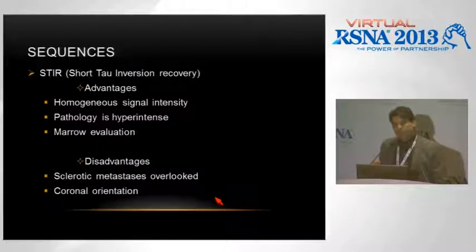But STIR is sort of the linchpin. It really is your main sequence because of the homogeneous signal intensity, most pathologies being hyperintense, and excellent marrow evaluation on the STIR sequence. Although it has some inherent disadvantages in the fact that osteoblastic metastases can be a challenge.